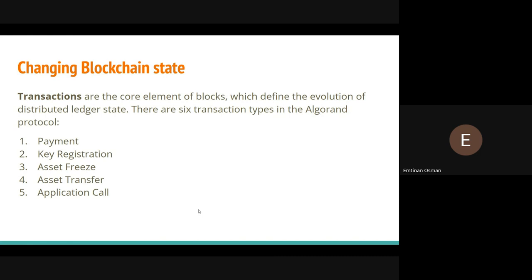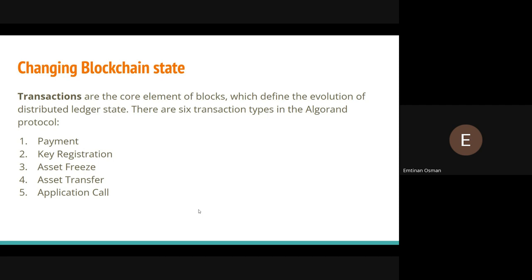First, what are transactions? Transactions are the core element of blocks. They are the way we change the state of our blockchain. There are six types of transactions on Algorand within the Algorand protocol, which are payment and key registration, asset freeze and asset transfer, and application call. We might understand this a little bit better later on.